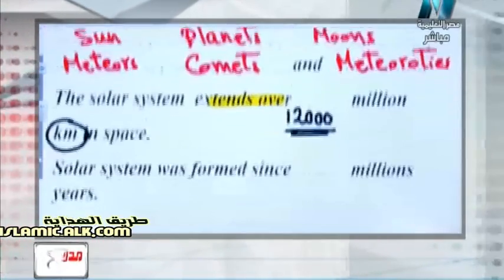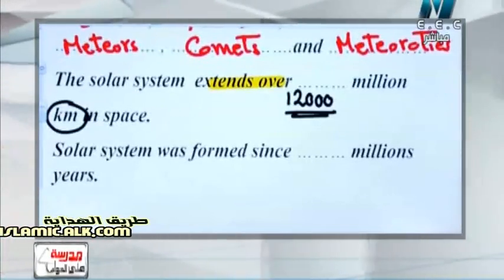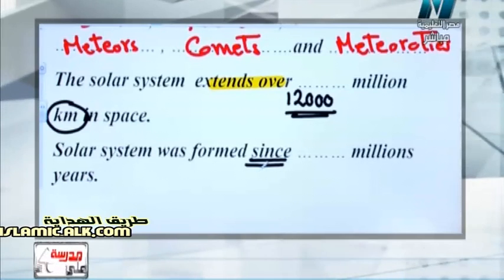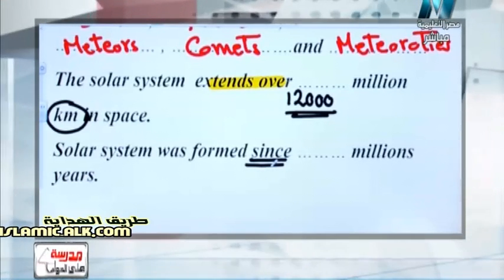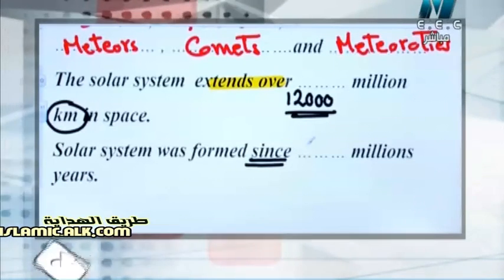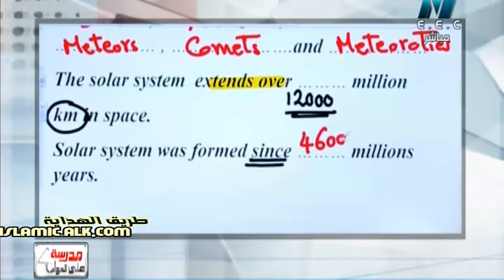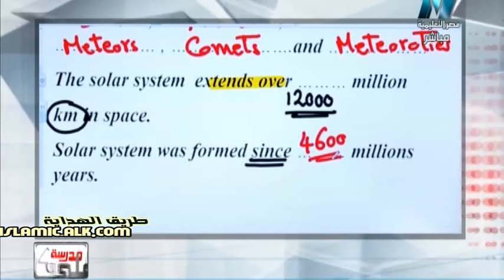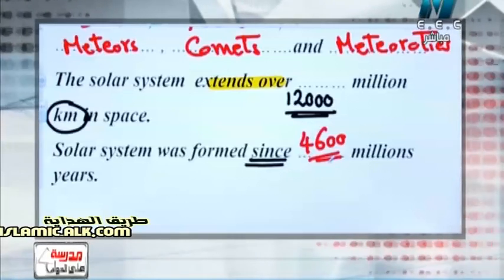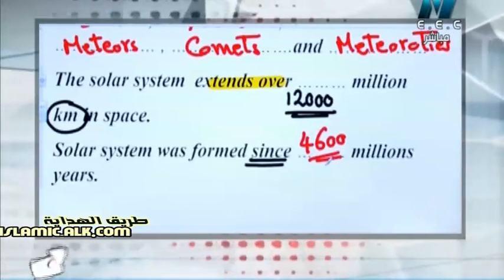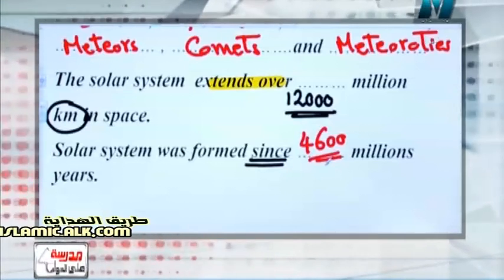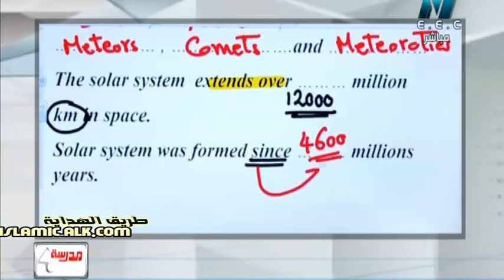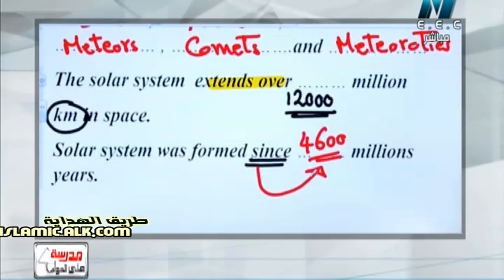The solar system was formed since how many million years? Notice it says since, so as if we return back: 4,600 million years from now. But from the beginning of the Big Bang, in the Big Bang theory, it is after 10,000 million years. So we have 2 numbers. If it says solar system since how many, I say 4,600, approximately 5,000 million years.